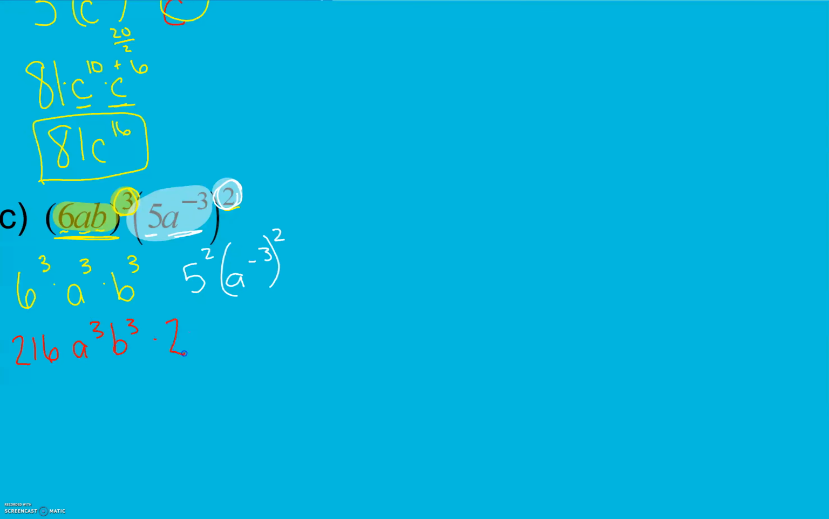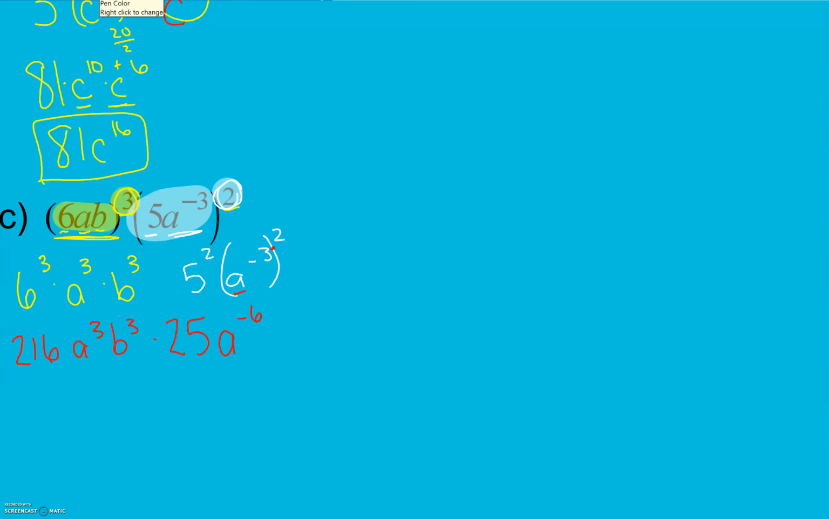5 squared is 25. Power to a power means I'm going to multiply my exponents. Negative 6. 1 base, 2 exponents. We have an exponent raised to an exponent, so we multiply those and I get negative 6.